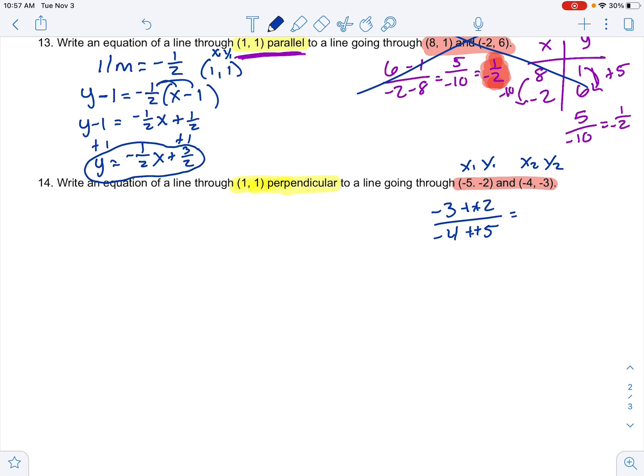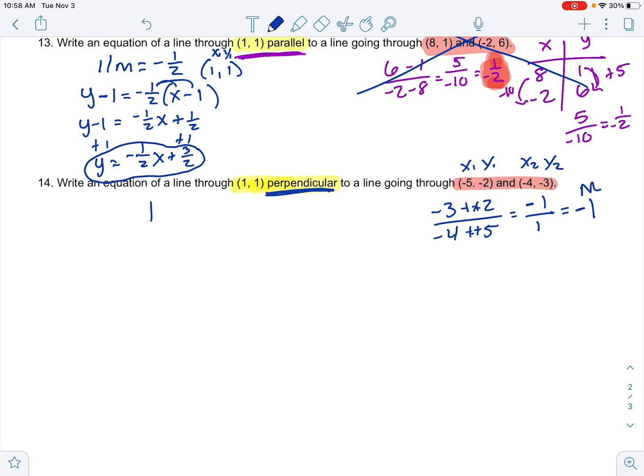So negative 3 plus 2 is negative 1. Negative 4 plus 5 is 1. What does negative 1 over 1 simplify to? Negative 1 divided by 1 would be negative 1. So this is my original slope. Now, do we need to be parallel or perpendicular? We need to be perpendicular.